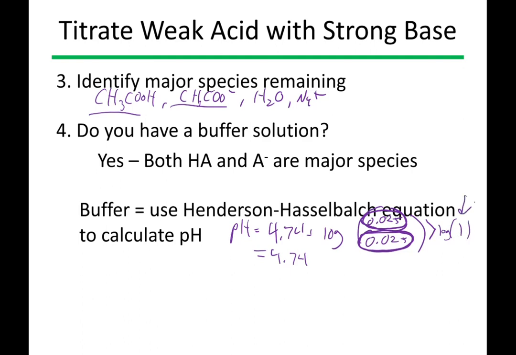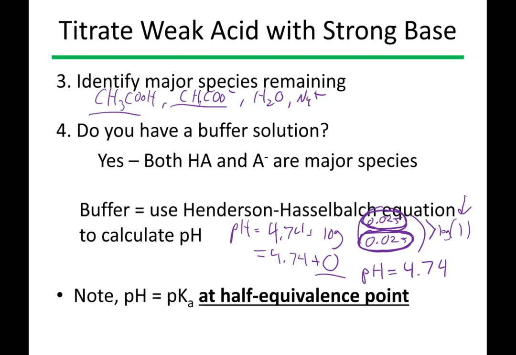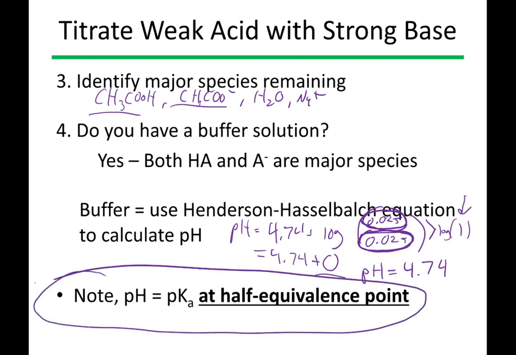And the log of 1 is always equal to 0. So at the half equivalence point, the pH in this case is just going to equal the pKa, which for acetic acid is 4.74. So this is important to note. No matter what the system is, if you have a buffer at the half equivalence point, where the amount of conjugate base is equal to the weak acid, the pH is just going to equal the pKa.